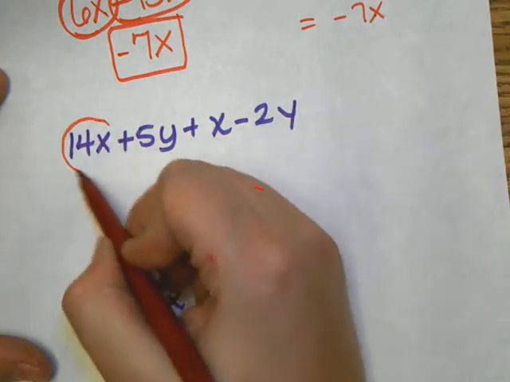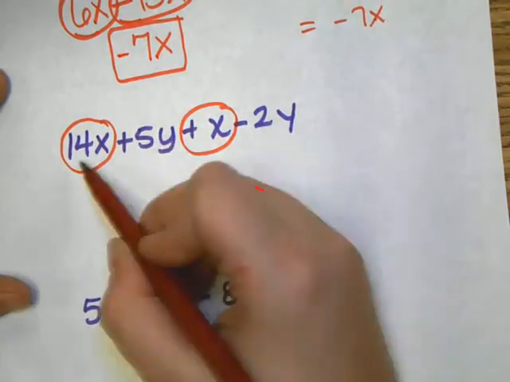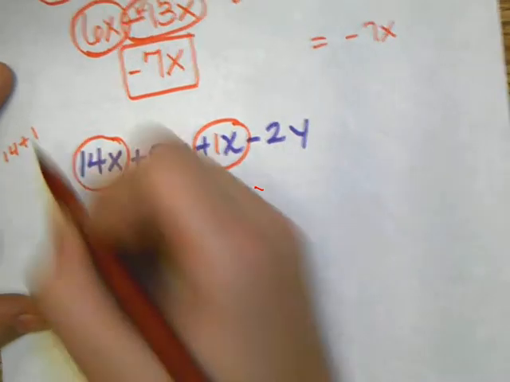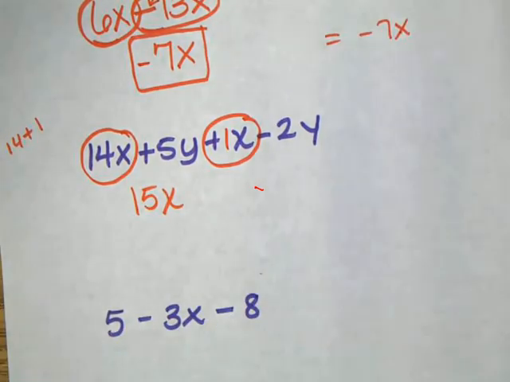Okay, let's take a look at this example here. So we can combine the 14x with the positive x because they both have x's. And this is 1, so 14 plus 1 is 15x.